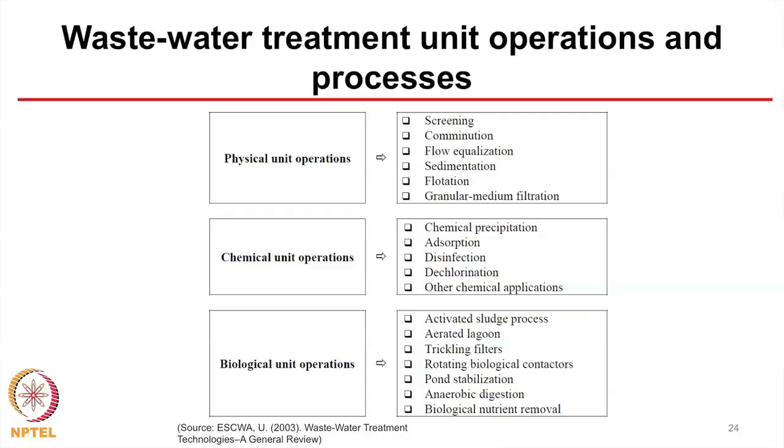Okay, it doesn't mean that I started with this, that means it comes at the start of the plant. It's just classification from the physical unit operation point of view. And then there are chemical unit operations, which are like chemical precipitation, adsorption, disinfection, and other chemical applications. And then we make use of bacteria and algae and other microorganisms, which are biological unit operations. So we make use of three principles: physical force, chemicals, and biology. This combination of these three works in a wastewater treatment plant. Okay. And in biological treatment, you have activated sludge process, aerated lagoon, trickling filters, pond stabilization, all these things. Okay, so we'll cover that.